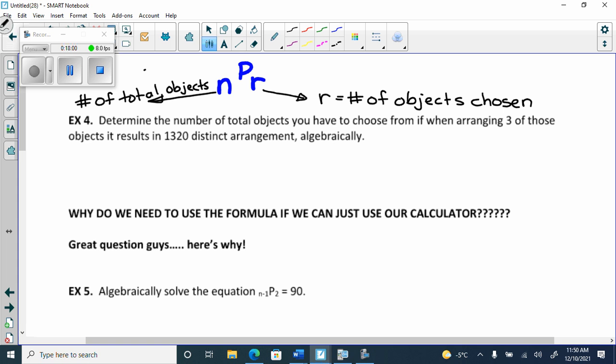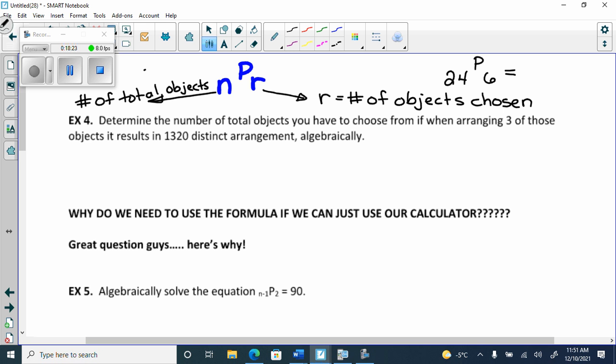So there are 24 of you, and I picked P because the question I gave you was a permutation, correct? There's 24 of you. I picked 6 of you in a specific order to go on this trip, correct? So the R is how many I chose. How many did I choose? 6. So we can learn how to type that into our calculator.